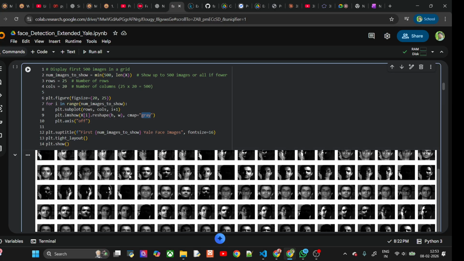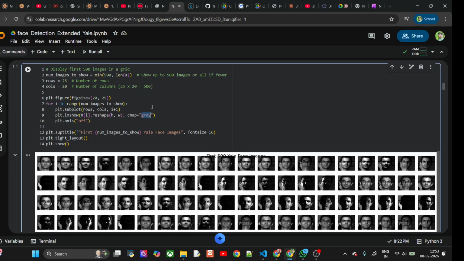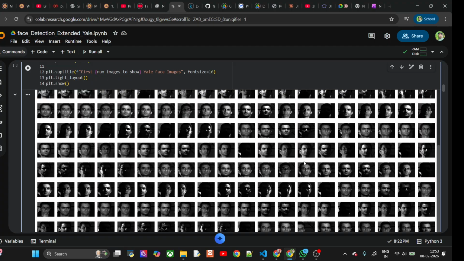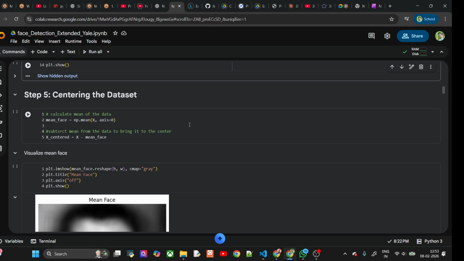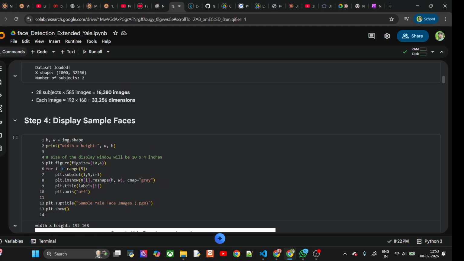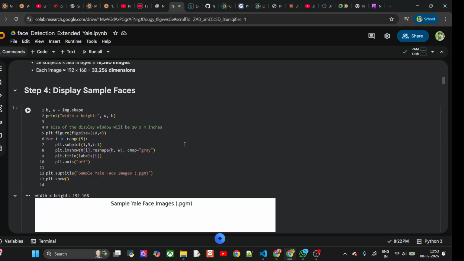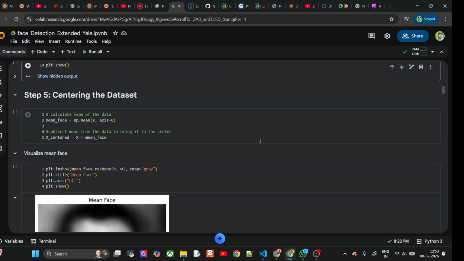What I showed is some part of the data set, 25 rows and 20 columns. You understood that there are 192 cross 168 dimensions, so there are 32,256 dimensions. I will come to the next point also, but I just wanted to show you this.